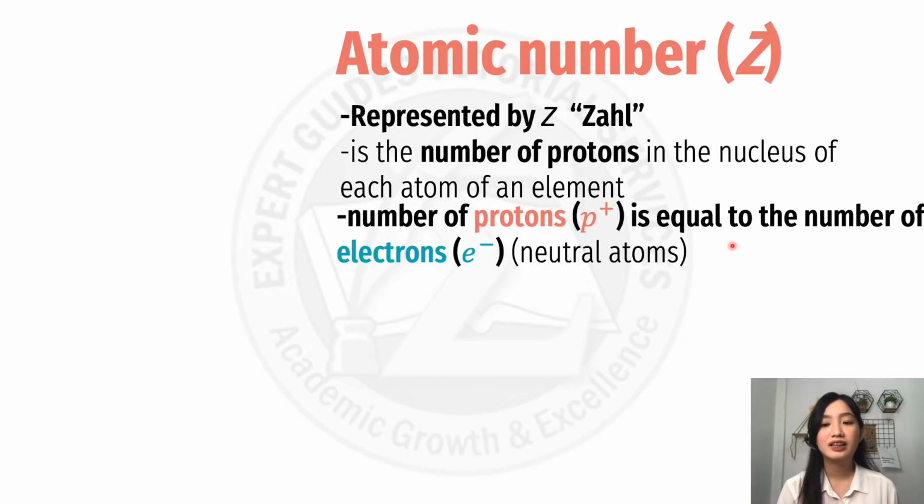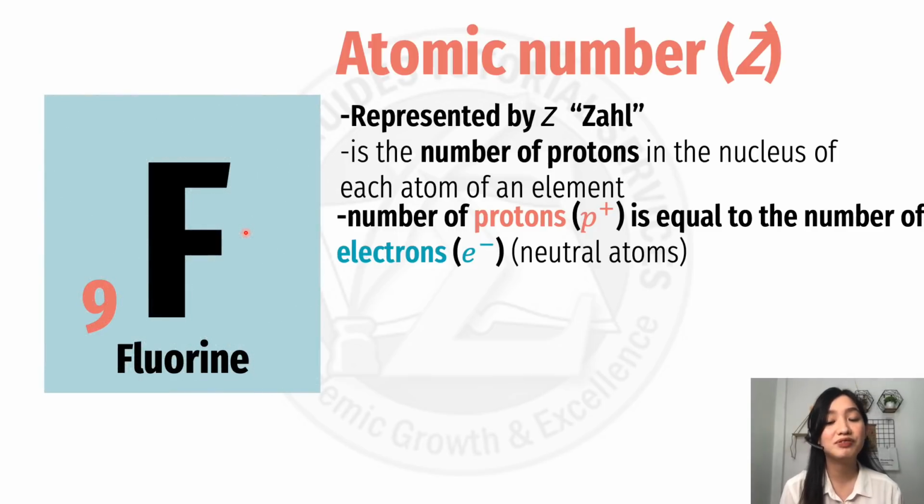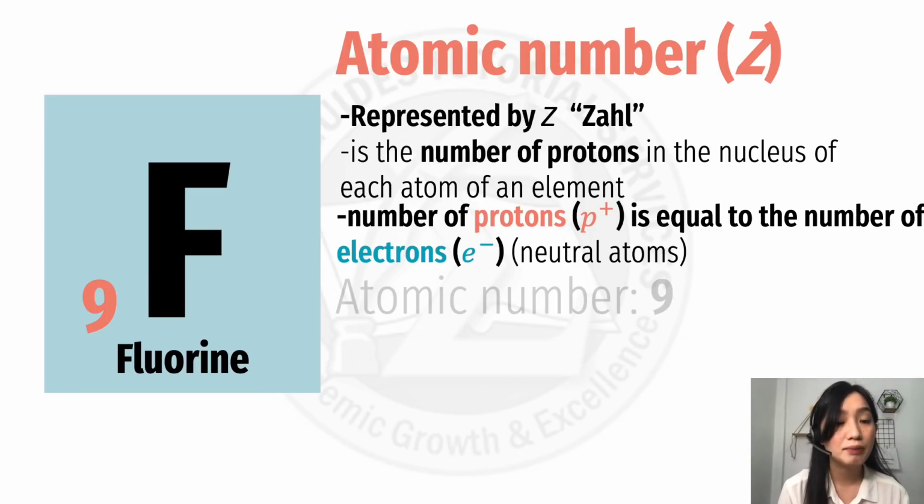Let's have fluorine. Basically, the chemical identity of an atom can be determined solely from its atomic number. That's why this atomic number is very important. In a periodic table, we can see that fluorine, with a chemical symbol of F, has an atomic number of 9.